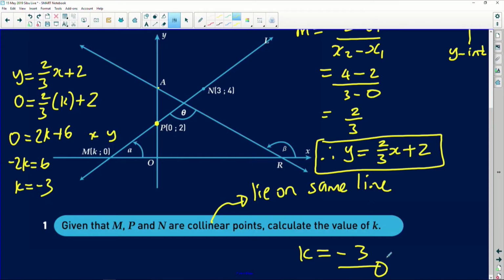Quite nice and simple. Always keep that in mind. When you've got the equation of a line, you can take the coordinates and sub them in that equation. You'll be able to figure out the correct value of whatever unknown coordinate you could be dealing with. Let's move on to the next part here.